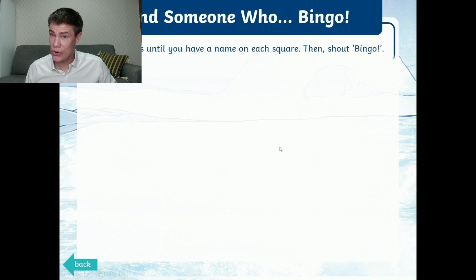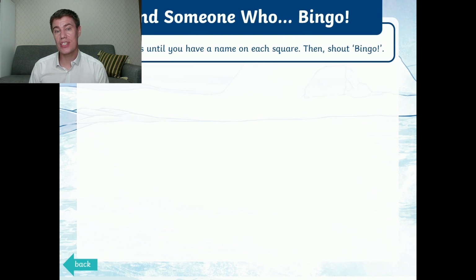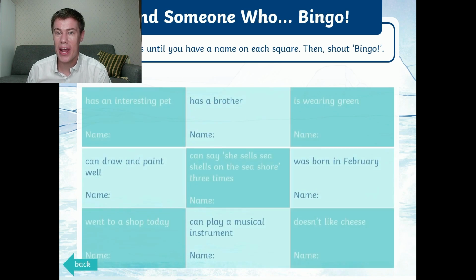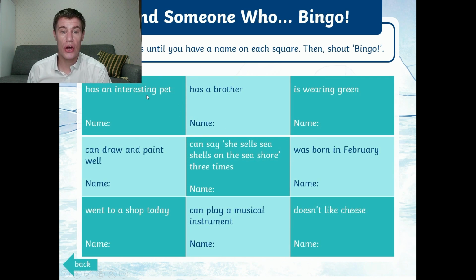Find someone who, bingo. Ask questions until you have a name on each square, then shout bingo. So the students go and they have to find someone with an interesting pet, who has a brother, wearing green, draws or paints well, can say she sells seashells on the seashore 3 times, was born in February, went to a shop today.